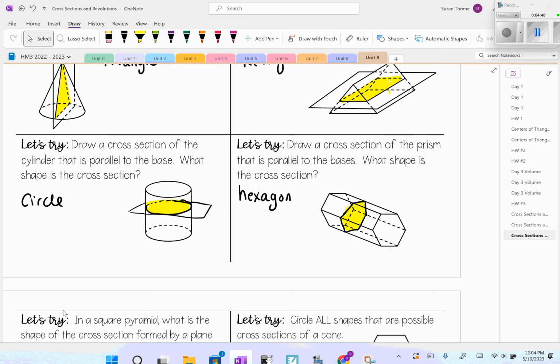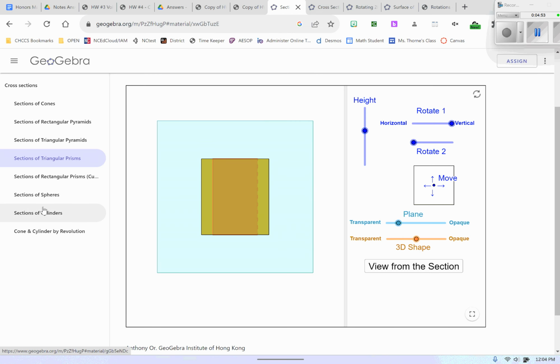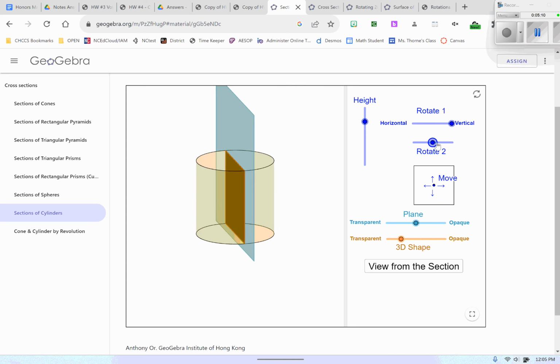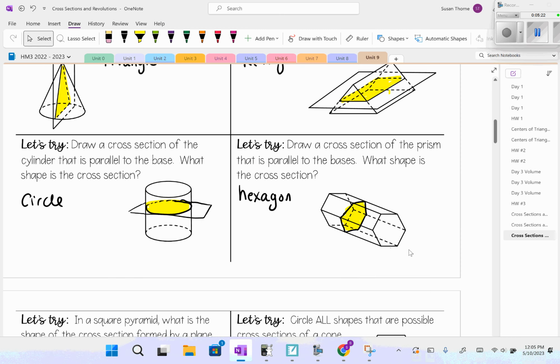So let's go back to the cylinder shape. So here I have a cylinder. So parallel, you notice will have the same shape as the base. And if we rotate this, we would get something that's rectangular. But again, when it's parallel, it makes that circular shape. I don't have one that has a hexagon, so you just have to picture it.